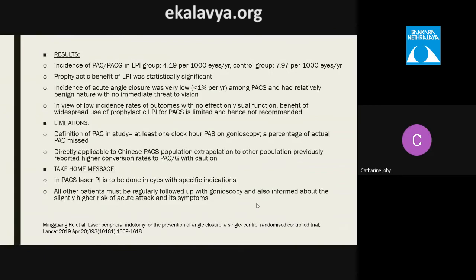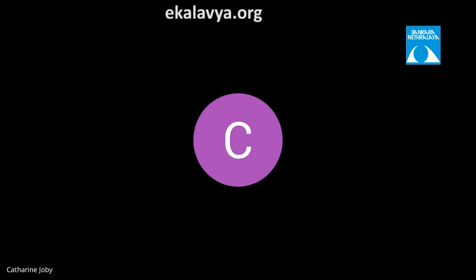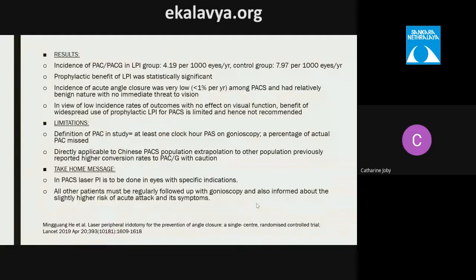The take-home message from the study is, in primary angle closure suspects, laser peripheral iridotomy is to be done in eyes with specific indications, as we have mentioned earlier. All other patients must be regularly followed up with gonioscopy and also informed about the slightly high risk of acute attack and its symptoms.